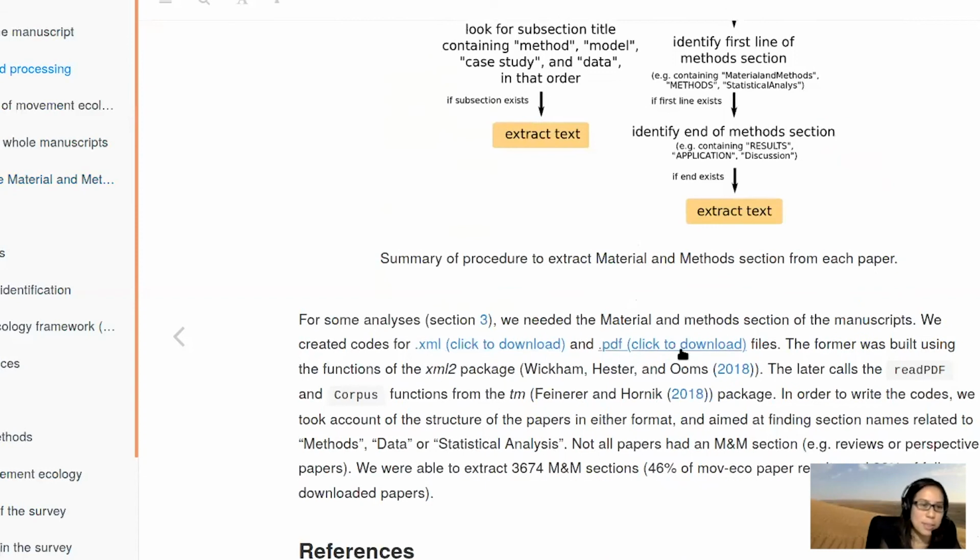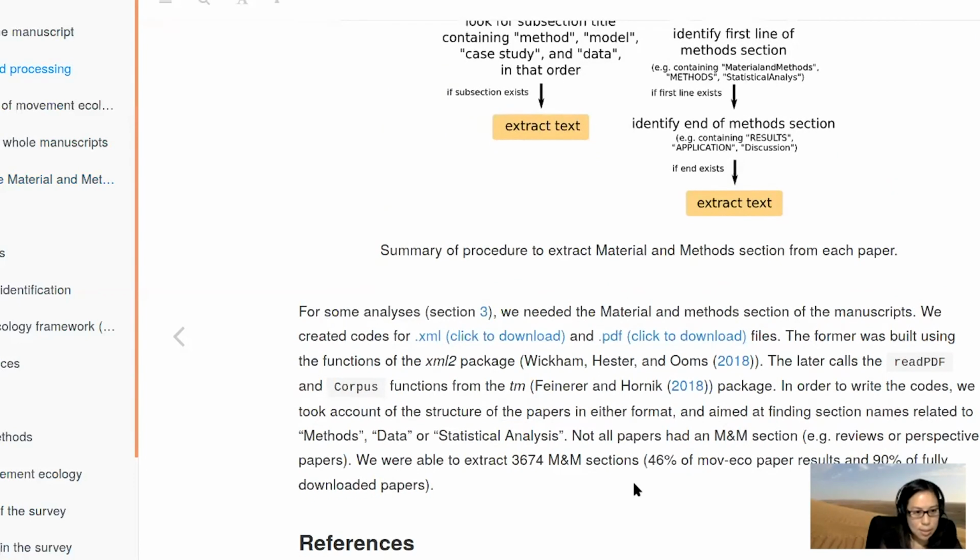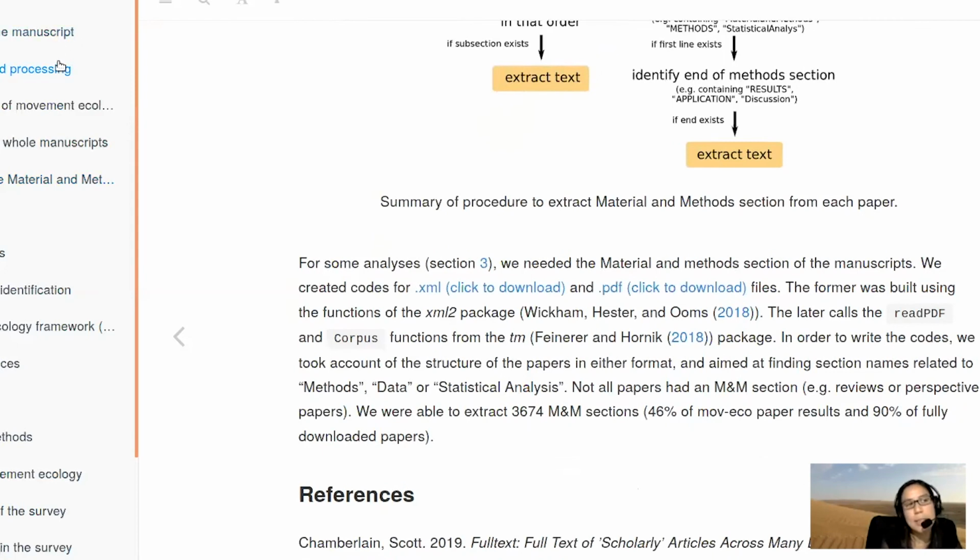And all the codes are on the website as well. So if anyone is interested, you can click on it and download the codes. So that was, again, data processing for that part.